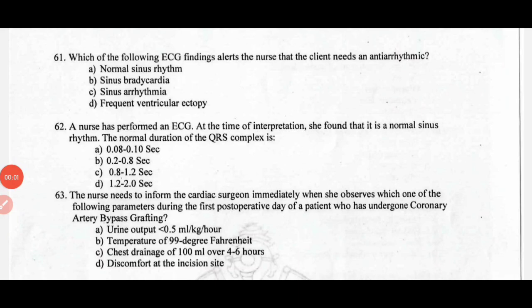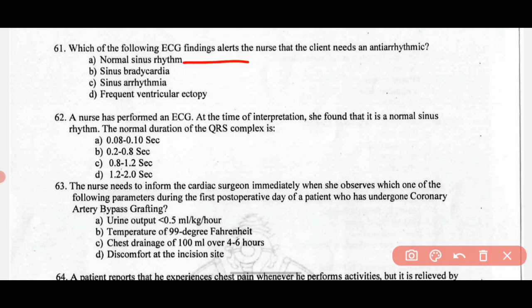The next one is question number 61. Which of the following ECG findings alerts the nurse that the client needs an antiarrhythmic? Here the keyword is the ECG finding which alerts the nurse that the client needs antiarrhythmic drugs. Let's see the options: sinus rhythm, sinus bradycardia, sinus arrhythmias, frequent ventricular ectopy. For a normal sinus rhythm, we don't need any antiarrhythmic. Sinus bradycardia is a normal one; it will recover on its own. For sinus arrhythmias, an antiarrhythmic is not that essential when compared to frequent ventricular ectopy.